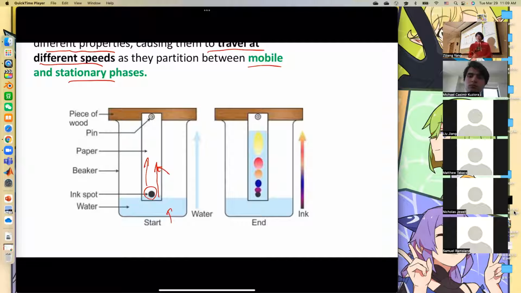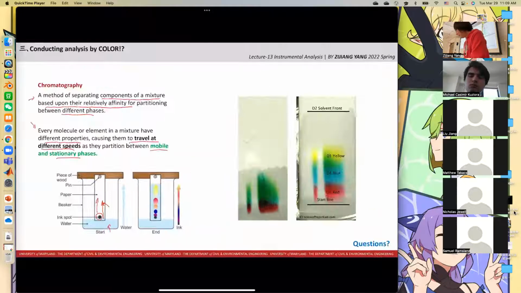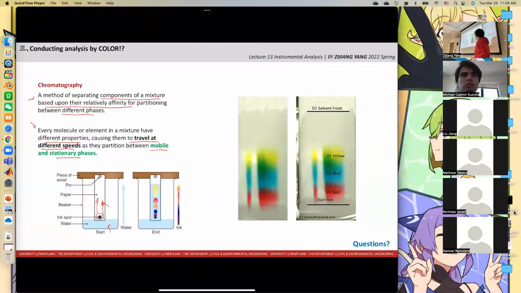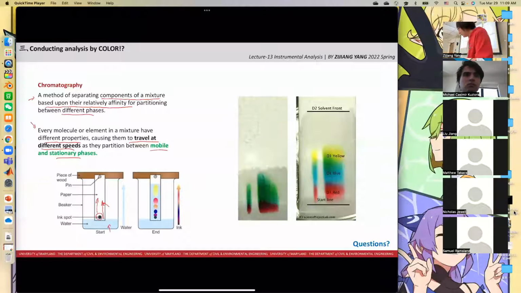also up. But because different inks have different speeds, or different affinity to the paper, different inks will travel at different speeds. And finally, we will have something like this. In this case, we can see the yellow dye travels very fast, and the red dye travels relatively slowly. In this way, we can separate the inks of different colors. I guess because the very original theory is based on these colors, that's why it is called chromatography.